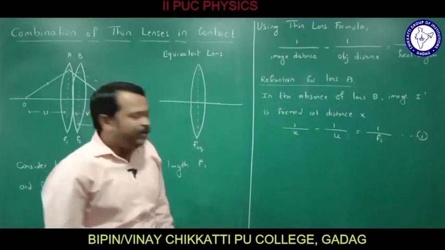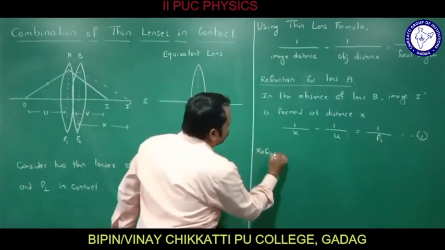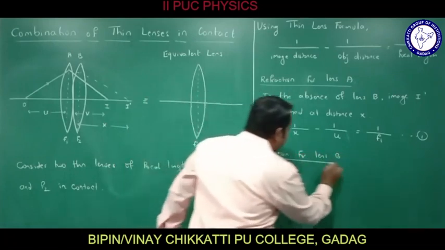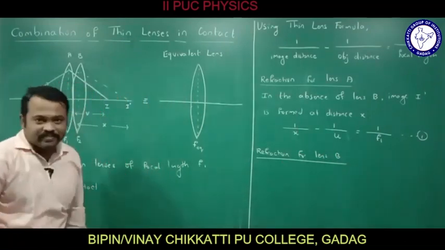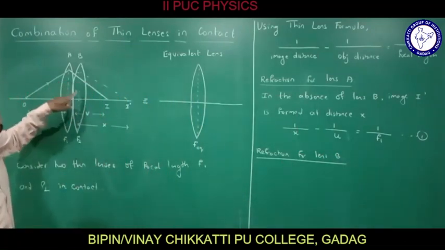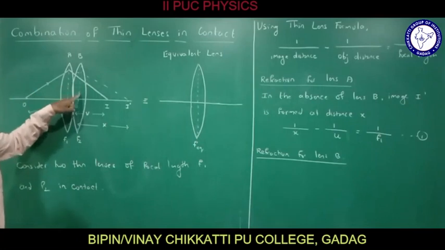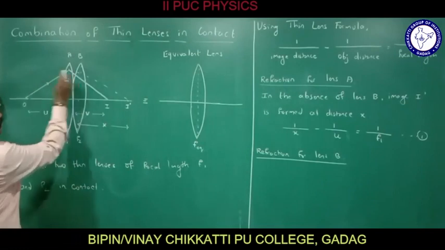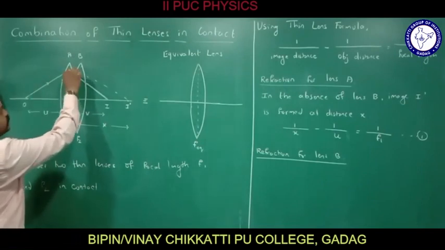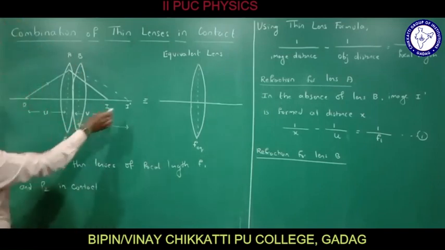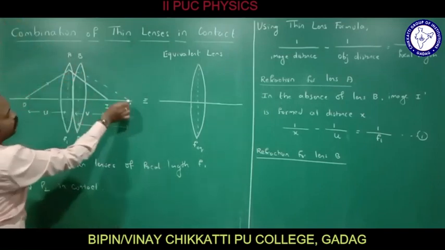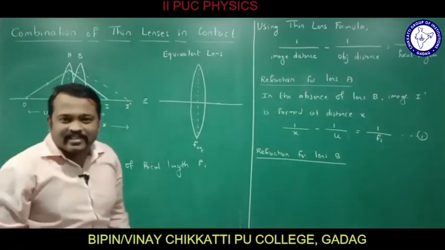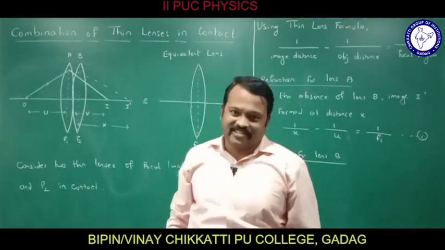Now similarly, let me take the refraction for lens B. As I already told you, if lens B is kept here, what is the incident ray? This is the incident ray. Do you understand? This is not present at that time. I am considering this is the incident ray. If this is the incident ray, where is the object? You cannot see the object here, but you can see the object at this position. So I have already told you, I dash plays the role of a virtual object.